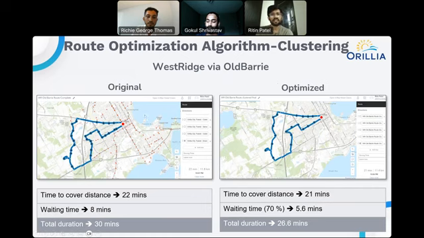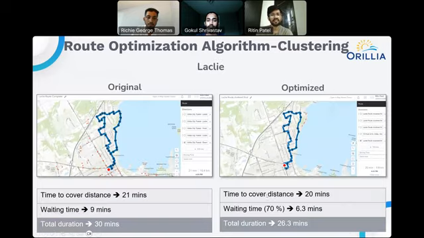This is the original and this is optimized for West Ridgeway Oldberry. Earlier the time to cover distance was 22 minutes and we have reduced it to 21 minutes. Waiting time also reduced to 5.6 minutes. So now the total is 26.6 minutes. Similarly for Lackley, we are reducing the time in covering the distance by 1 minute and in waiting time. So now the total duration is 26.3 minutes for Lackley.